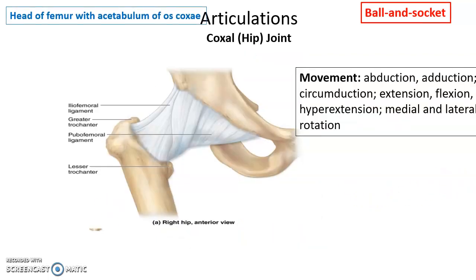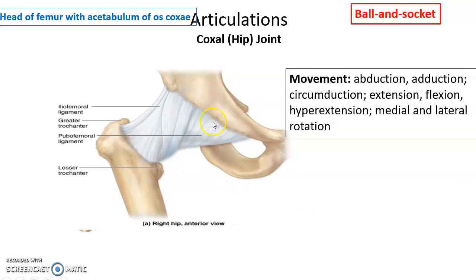We have the coxal joint. Coxal joint is the hip joint where the head of the femur fits into the acetabulum. Again, we have lots of ligaments. We have the bones themselves, the articular cartilage, the articular capsule. And this ball and socket joint allows for abduction, adduction, circumduction, extension, flexion, hyperextension, and medial and lateral rotation. All the movements you expect at a ball and socket joint.